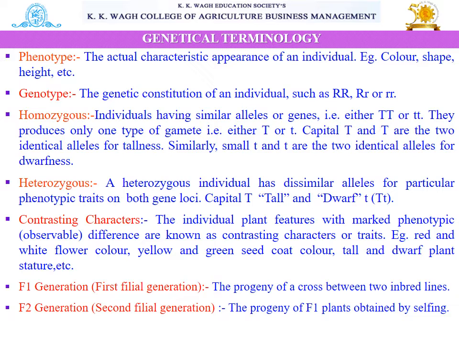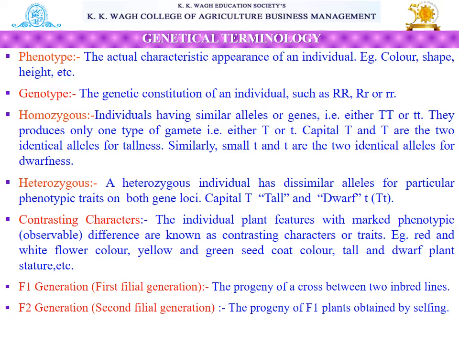Then what is meant by homozygous? Individuals having similar alleles or genes are known as homozygous, means either capital T or small t. They produce only one type of gametes. Homozygous produces only one type of gamete, either capital T or small t. And capital T and capital T are the two identical alleles for tallness. Similarly, for dwarfness, small t and small t are two identical alleles produced from homozygous.